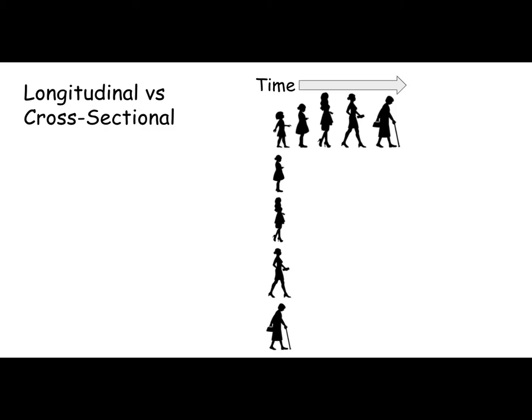Longitudinal and cross-sectional, important vocabulary terms to know. So longitudinal means we're following one group of people over a period of time, and cross-sectional means we're taking a snapshot. And when we say longitudinal, we're typically meaning research that's going for several months to many years and taking multiple readings or collecting data at multiple points in between.